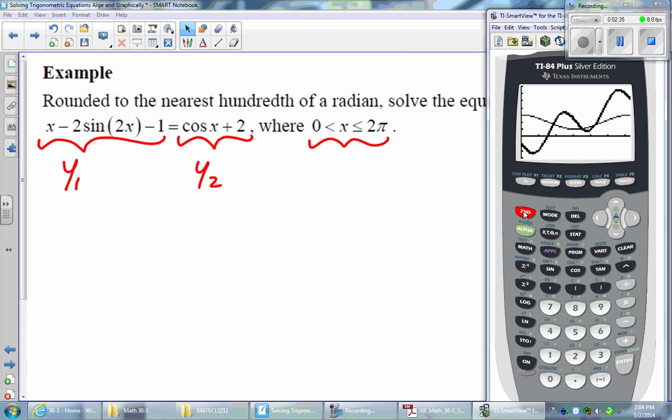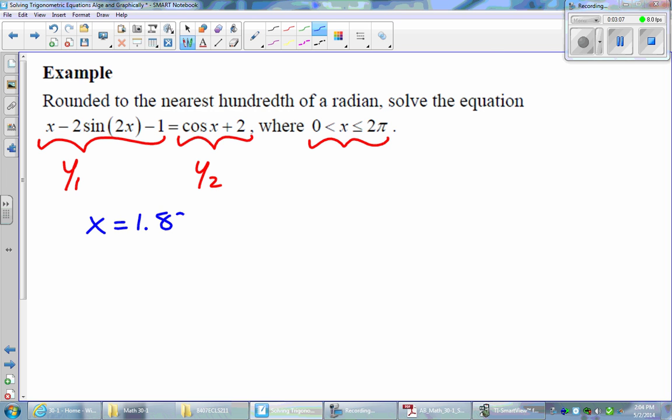To get the intersection point, you may have used this feature before, but we're going to use 5 for intersect. So select 5, and let's say we wanted to find the first leftmost intersection point. So pick a point on the first curve close to that point. Second curve, you can just press enter right there. Guess, and our first x-intercept is 1.82. So there's my first solution, but of course we have two more to find.